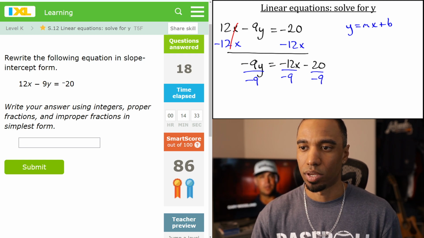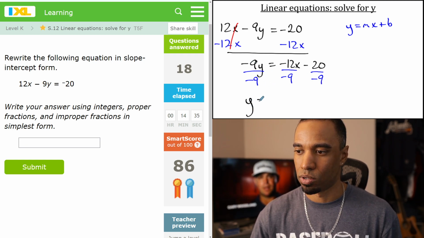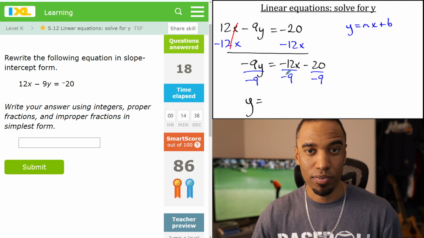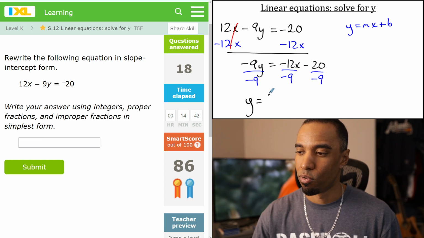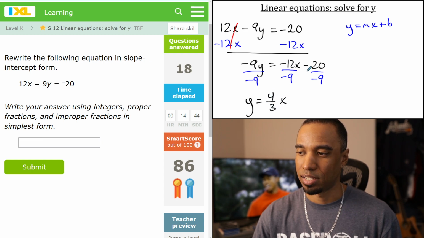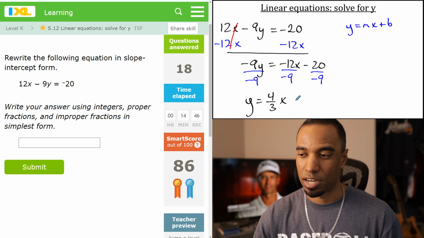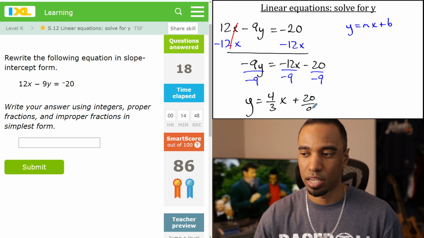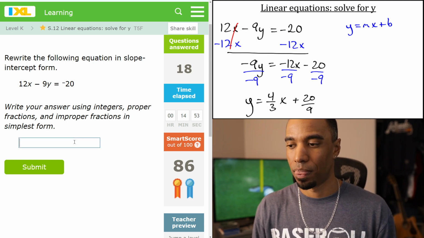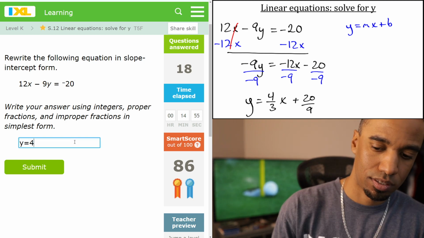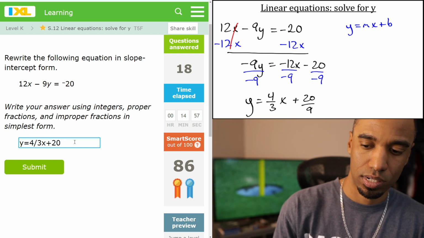So we'll get 1y, a positive y, equals negative over negative is positive 12 over 9. They can divide both by 3. That reduces to 4/3 x. Negative 20 over negative 9 is positive 20 over 9. Nothing can reduce there, plus 20/9. All right. Y equals 4/3 x plus 20/9.